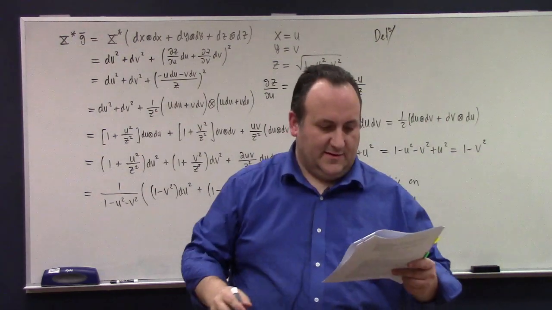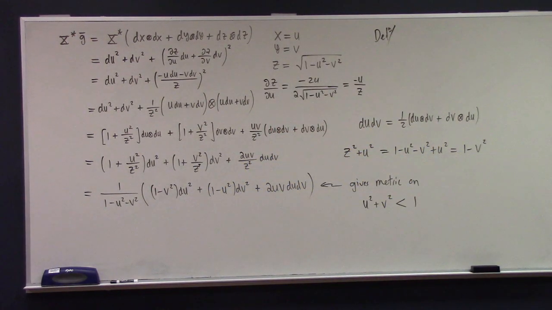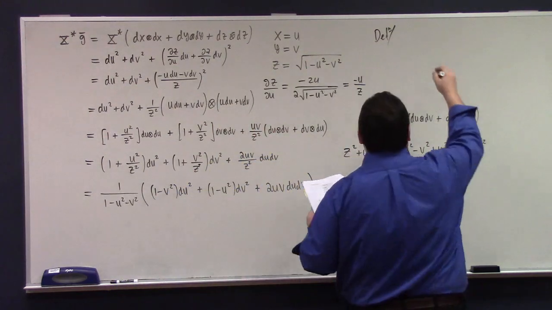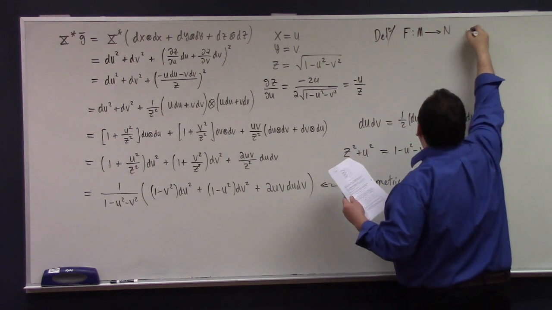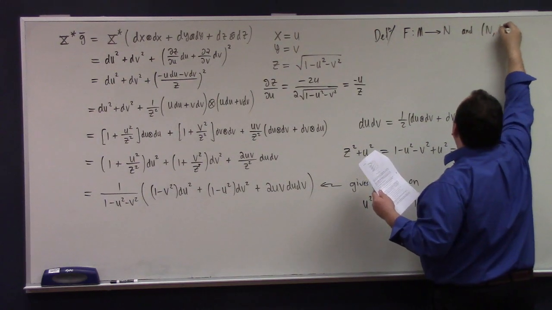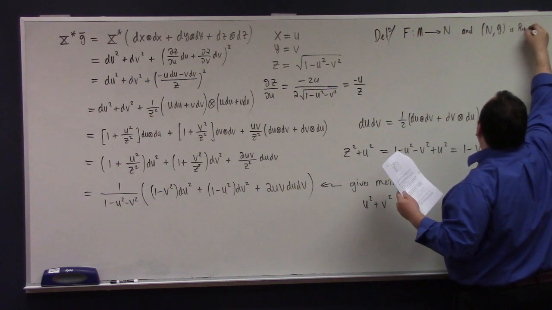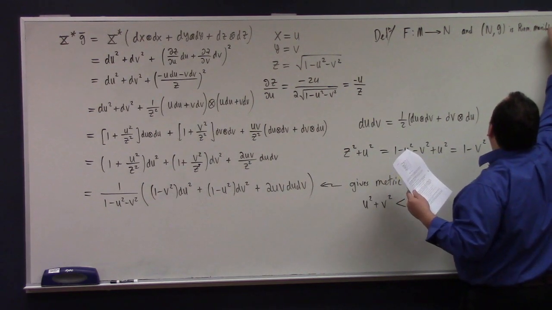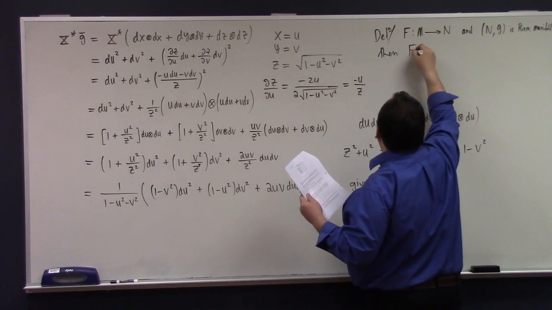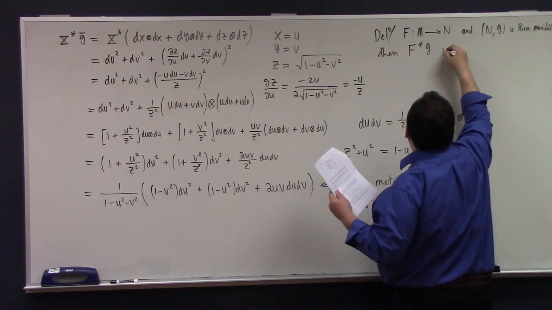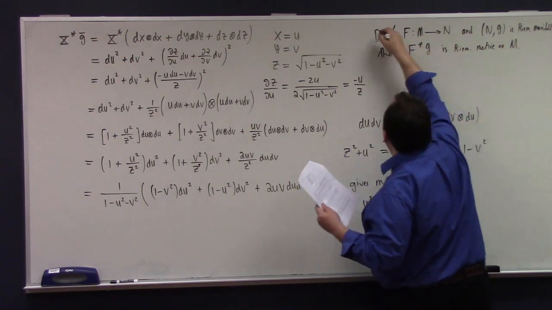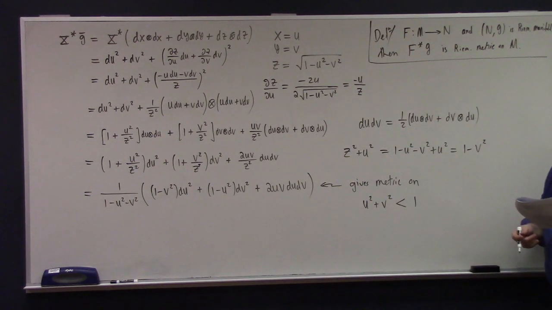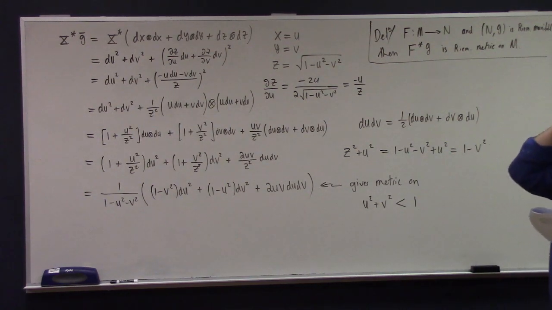So, the definition of the pullback metric: if you have a smooth function F from a manifold M to another manifold N, and (N, G) is a Riemannian manifold, then F pullback G is a Riemannian metric on M. And again, I'm assuming F is a smooth map.